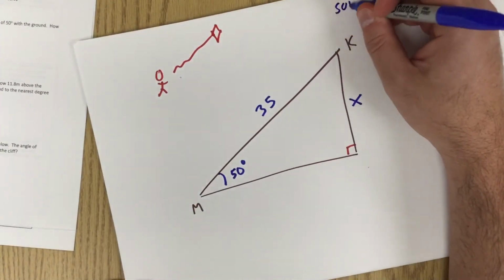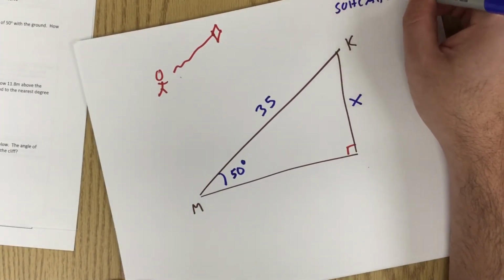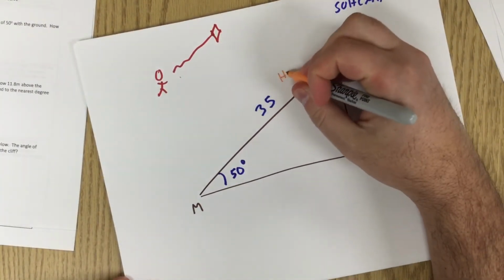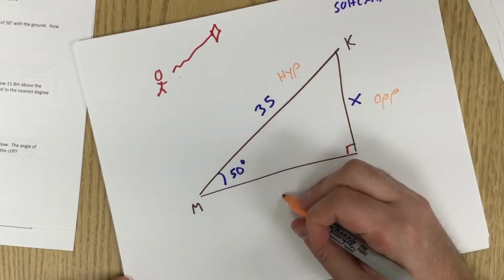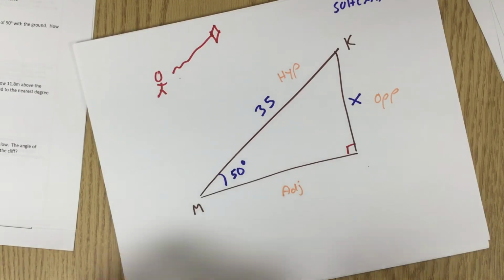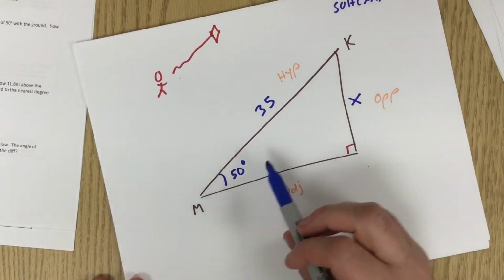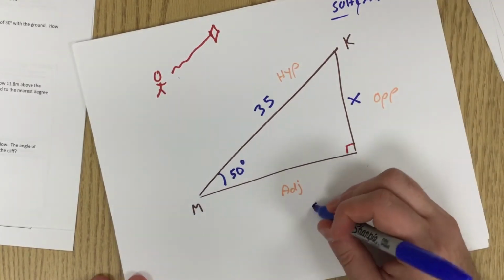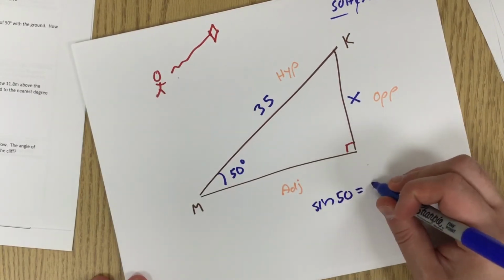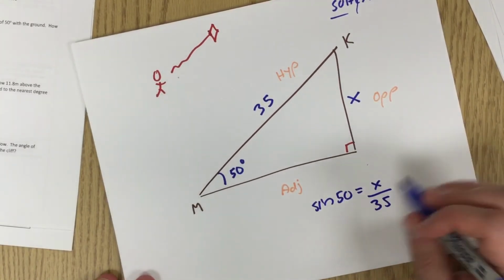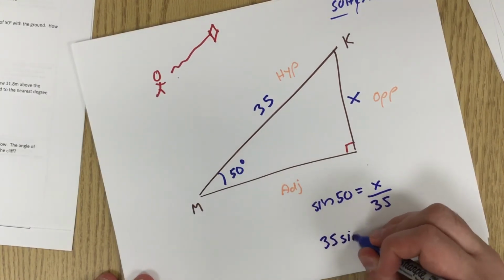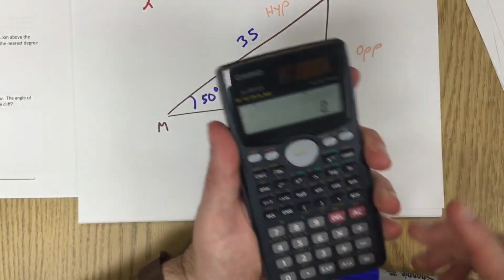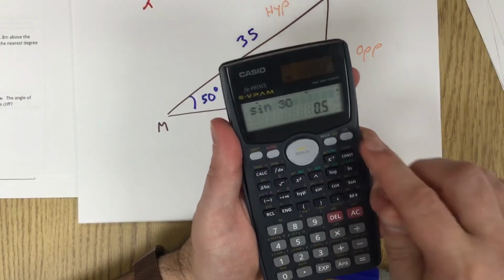So this is our angle, and we know that this is going to be the hypotenuse, this is going to be the opposite, this is going to be the adjacent. And then we have the opposite and hypotenuse, so it's going to be the sine. So sine of 50 equals x over 35. Multiply both sides by 35, we get 35 sine 50 equals x. We put it into the calculator. Since this is our first time doing it, we're going to quickly check that sine of 30 is 0.5. Oh, it is. That means we're doing well.